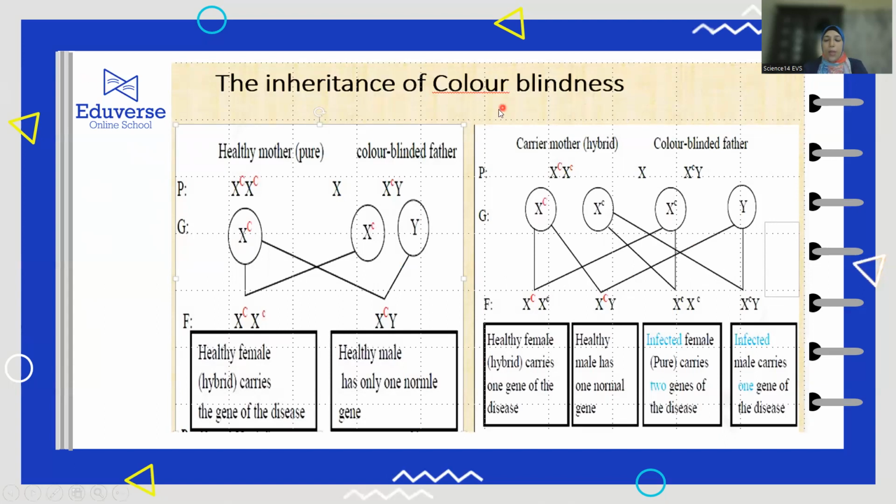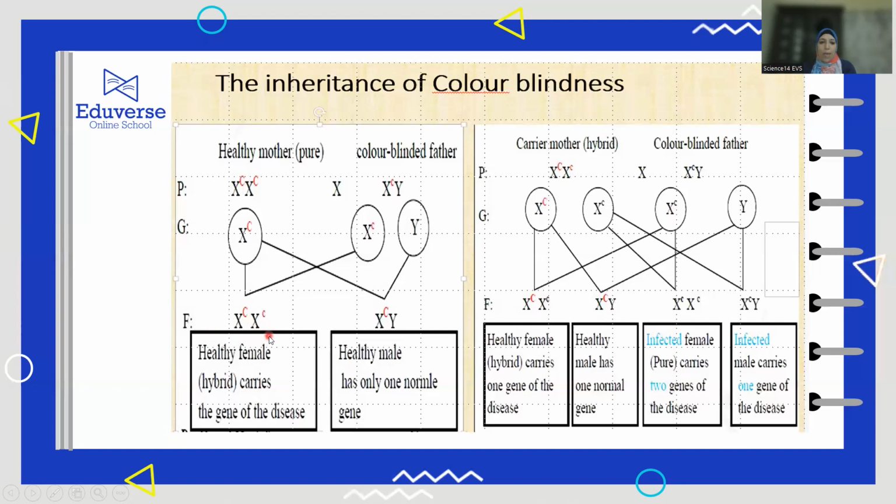So, inheritance of color blindness in humans. If the mother is healthy, pure, X C capital X C capital, and the father is color-blind, X C small Y, the gametes will be X C capital, X C small, and Y. Crossing between these gametes will produce X C capital X C small, and this is a healthy female.